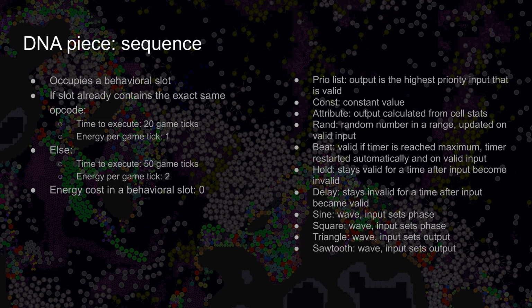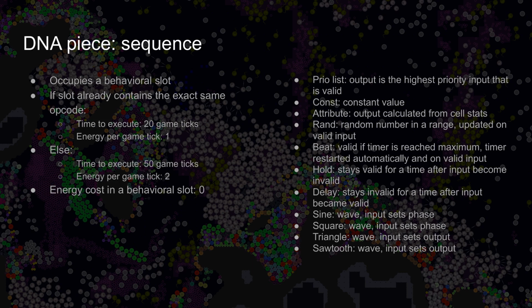Hold outputs the input value, but it holds the last valid value for the specified time after the input becomes invalid. Delay copies the input as well, but the output here stays invalid for the specified time after it becomes a valid input. Sine outputs a periodic sine wave. Phase step and time step together set the frequency and jaggedness of the output. Valid input sets the phase of the sine wave.